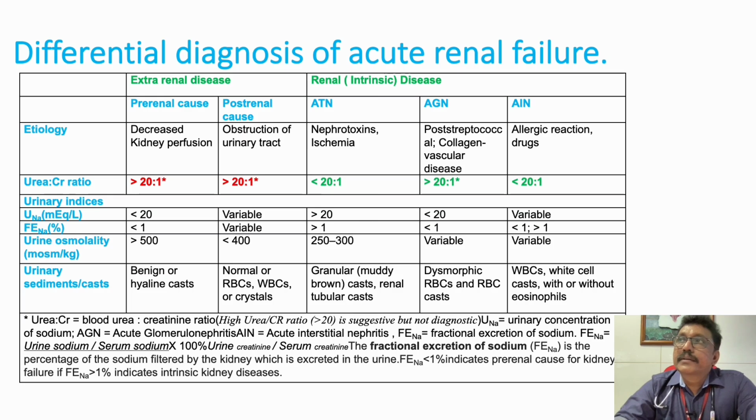That is a disproportionate elevation. That means it's a pre-renal cause. Whereas urea is 40 or 60, creatinine is 3. That is a proportionate elevation. So that is mostly a problem inside the kidneys. This chart will tell you how to differentiate between various types of renal injuries, but the most important is the history. History is very important. A patient who is having a drug induced problem will mostly have acute interstitial nephritis. Like that, various problems are there.